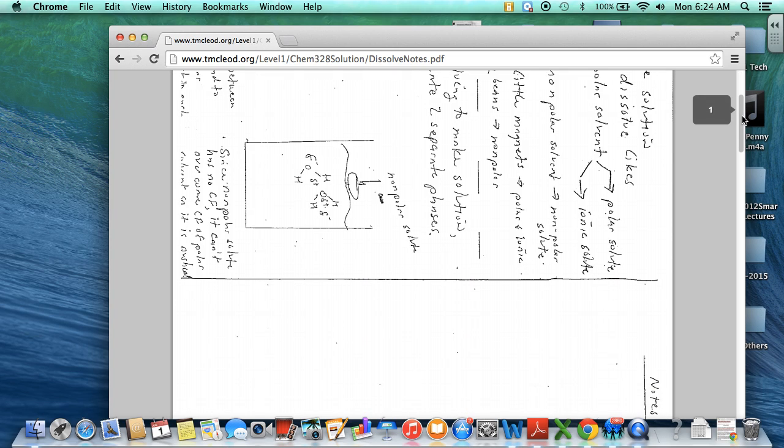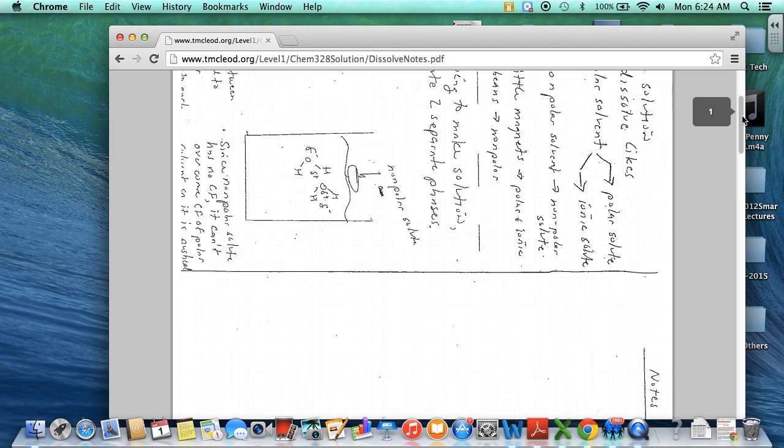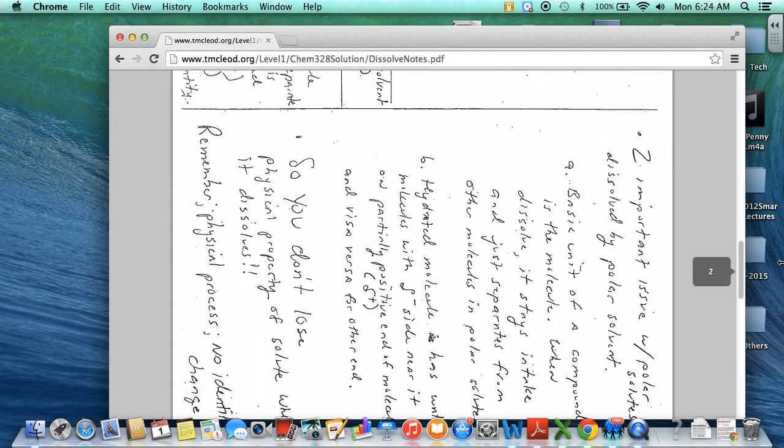So that's the three. Those are the major ways of looking at how things dissolve. Okay, polar solutes and ionic solutes dissolve in polar solvents. Non-polar solutes dissolve in non-polar solvents.